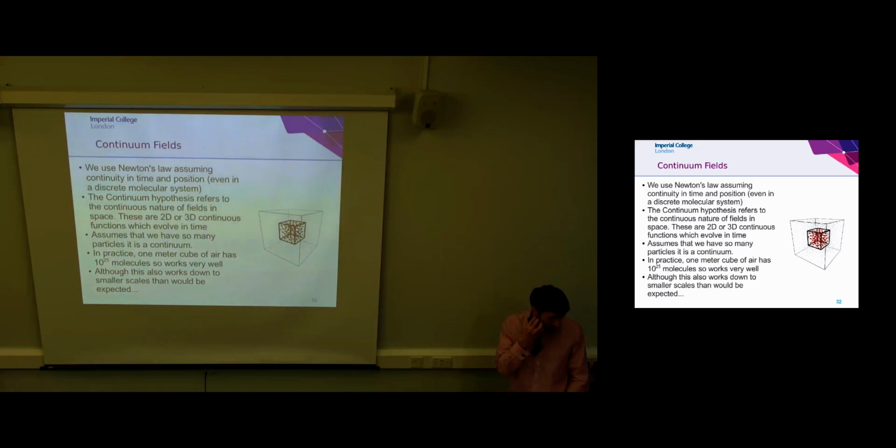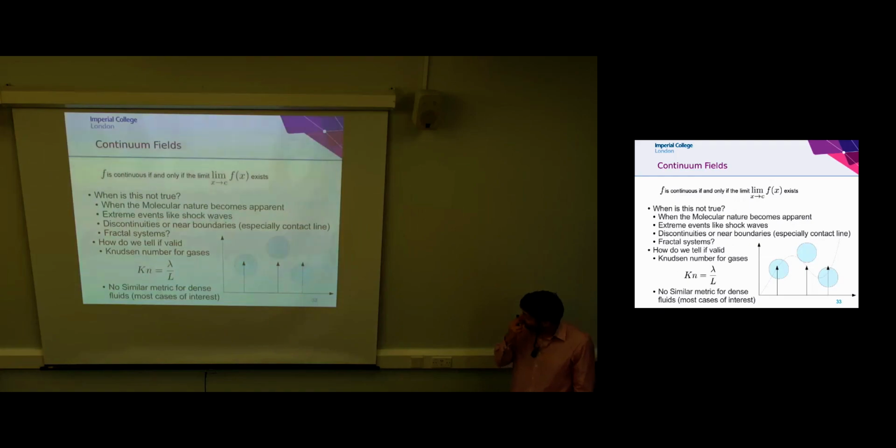So in practice, if we have 1 meter cubed of air that has 10 to the 25 molecules, this means we have a phenomenal number of molecules, which means that this approximation works extremely well. And in fact, actually, this works very, very well, even down to much smaller system sizes. So we can actually still treat things as a continuum down to a few thousand molecules in some cases. So that picture I showed originally, actually the continuum approximation is actually valid to much, much smaller scales. So the question is then, when is this not true?